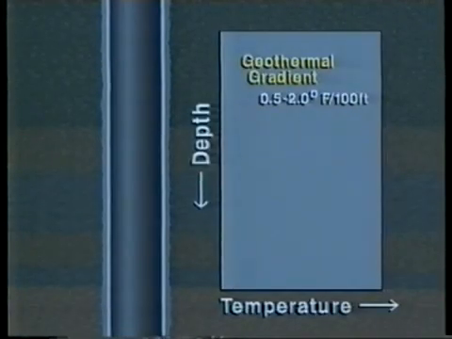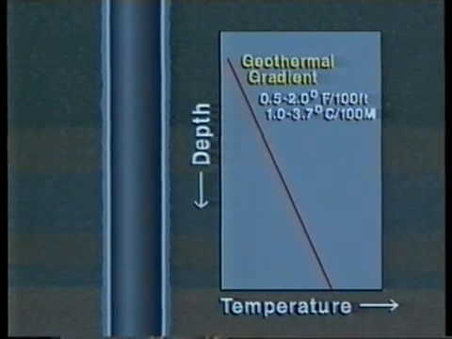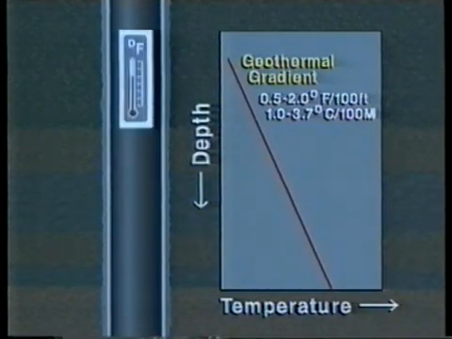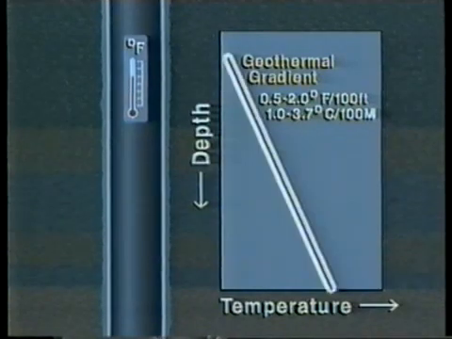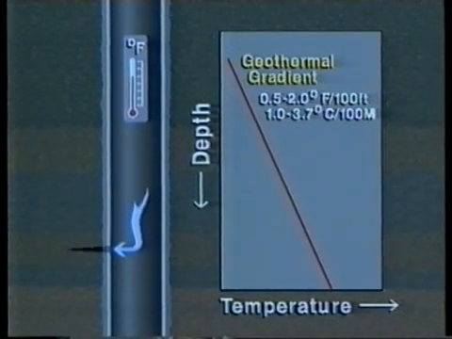Generally, deeper formations are hotter than shallow ones, resulting in a geothermal gradient of about 0.5 to 2.0 degrees Fahrenheit per 100 feet, or 1.0 to 3.7 degrees centigrade per 100 meters. While it may actually vary somewhat with depth, for our purposes the gradient is assumed to be linear. Temperature surveys measure the difference between the fluid temperature within the casing and the geothermal gradient, and are used to locate fluid entries in producing wells and fluid exits in injection wells.